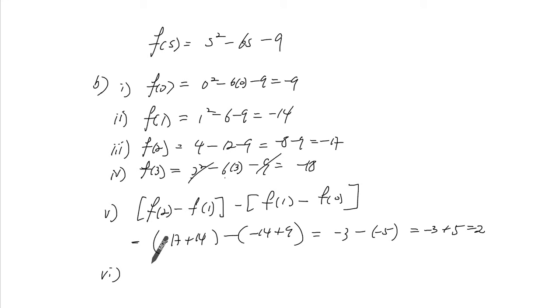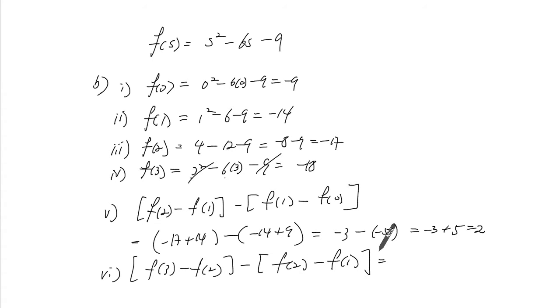And lastly, similarly, f at 3 minus f at 2, and f at 2 minus f at 1. So 3 minus 2, minus 18 minus minus 17, so it's minus 1. And then f at 2 minus f at 1, we already have that here, which was negative 3, right? So this is negative 1 plus 3, so it gives you also 2. In part C, we'll explain why it's the same.